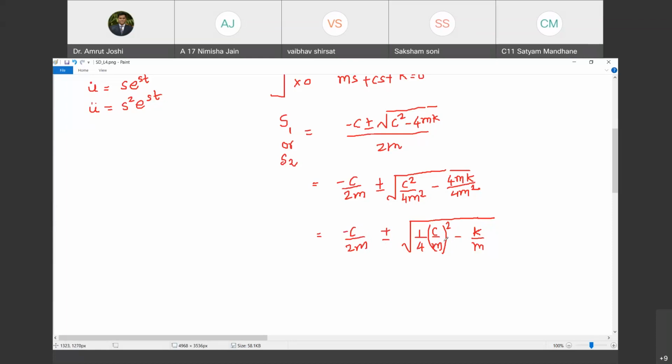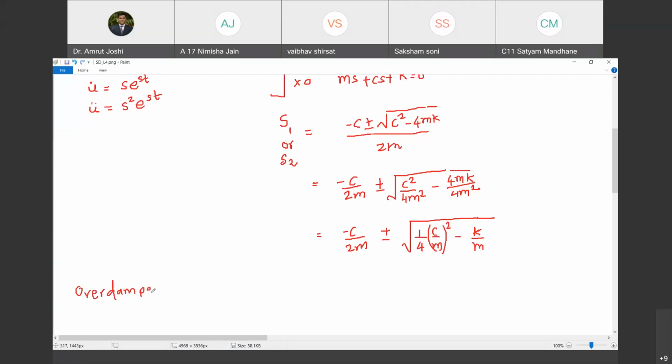Do you agree with me, Nimisha? Yes, sir. And what do we call such a system? I already said that such a system we are going to call an overdamped system. Are you with me? Yes. So what is an overdamped system?